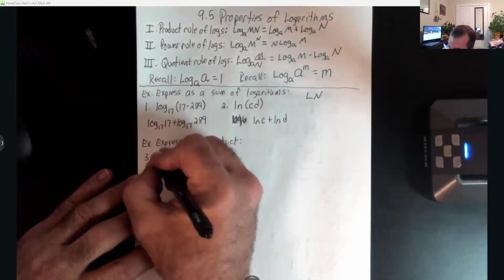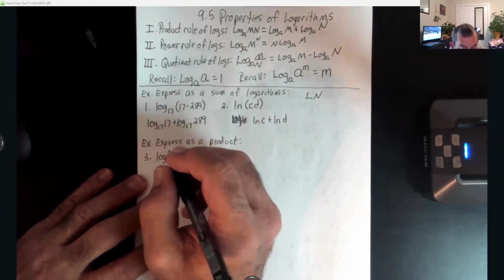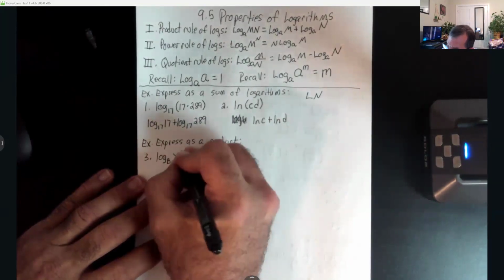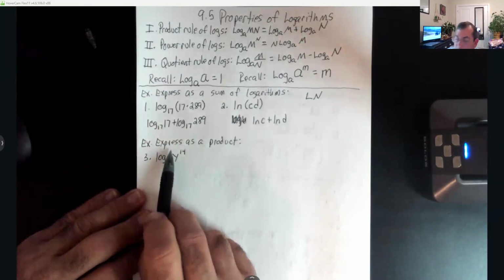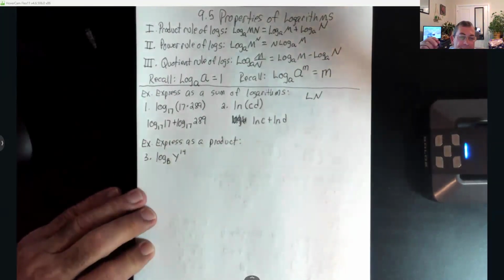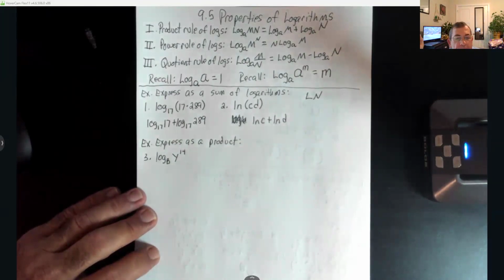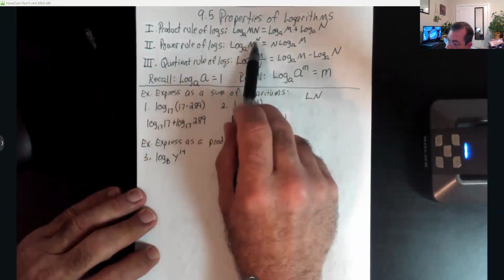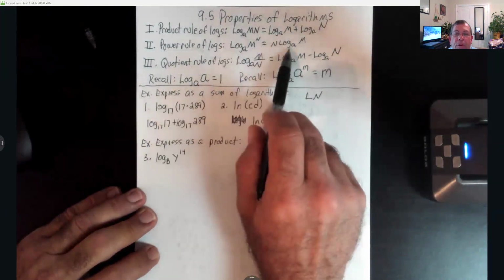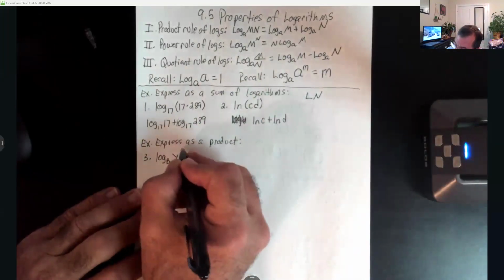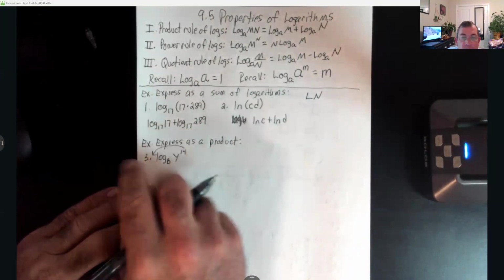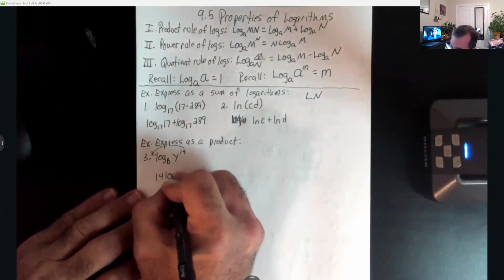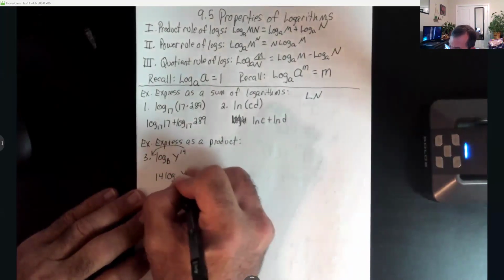So number 3, they gave me a log base b of a y to the 14th. Now, sometimes they'll put the y to the 14th in parentheses, but it doesn't matter. I'm only going to do one thing to this. This power rule said take that exponent and move it down to the front, rewrite it as a product. So we're going to take the 14 and bring it down to the front so that we get 14 times log base b of a y.